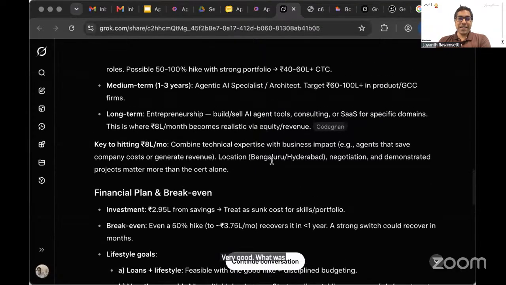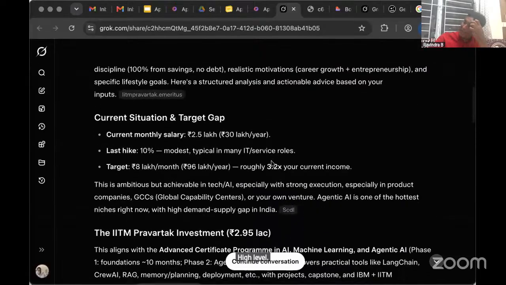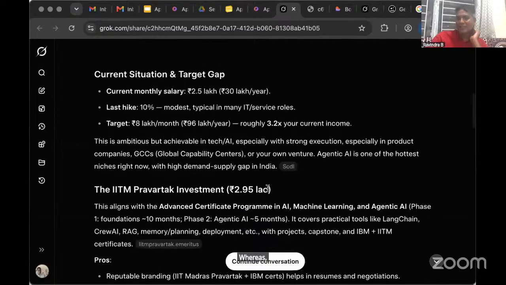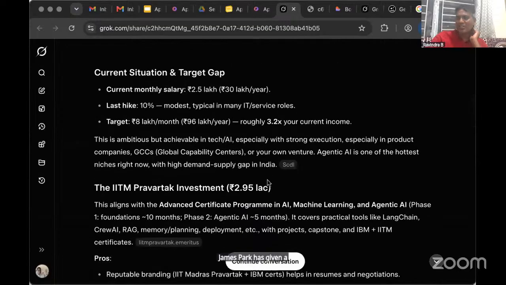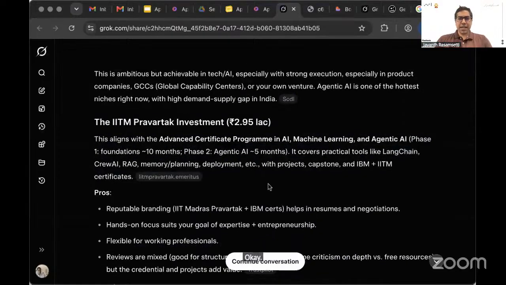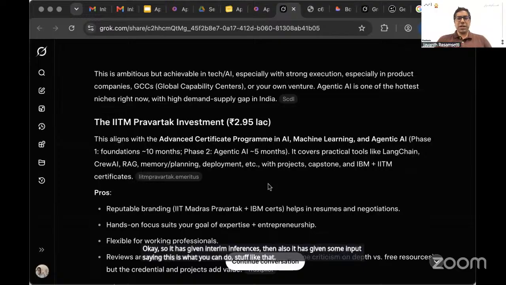You want to read it for Grok, everybody? High level. Grok has actually got the inferences from whatever the prompt I have given, whereas GenSpark has given a summary and it has structured the information I have given. Okay. Good. Excellent. So it has given inferences and also some input saying this is what you can do, stuff like that. Very good. Brilliant. Awesome. Thank you.